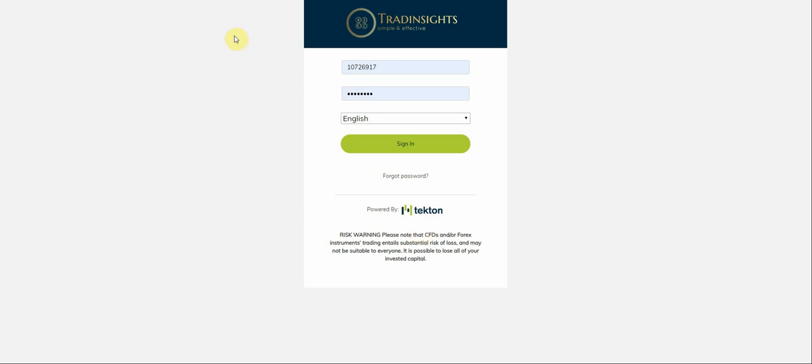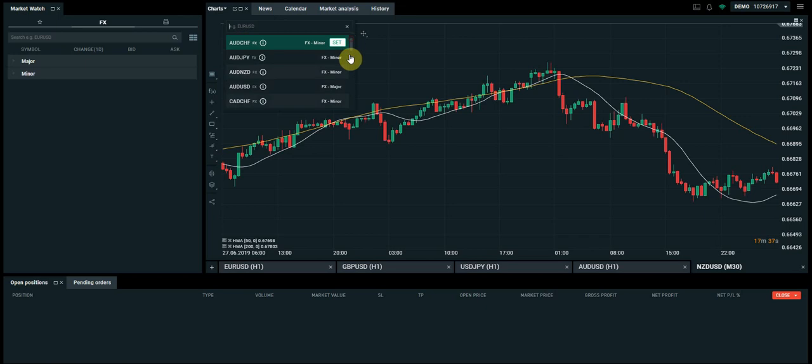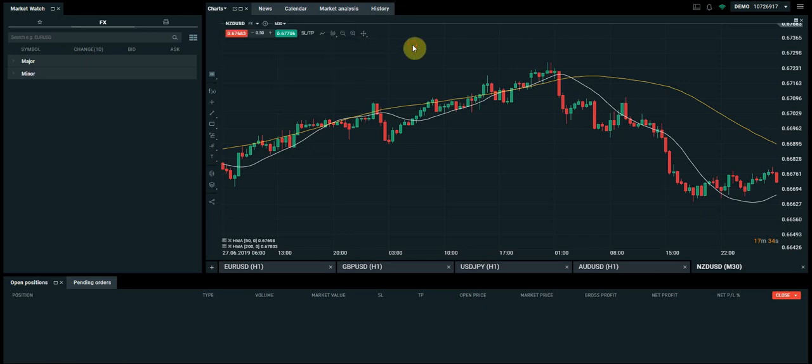For example, if we look at this chart here, we can see that this is on New Zealand dollar against the US dollar, and as you know, there are many different currency pairs we can choose from, as you can see here. Okay, but the New Zealand dollar, US dollar, and we're using a 30-minute time frame, and again, there are lots of different time frames you can choose from.